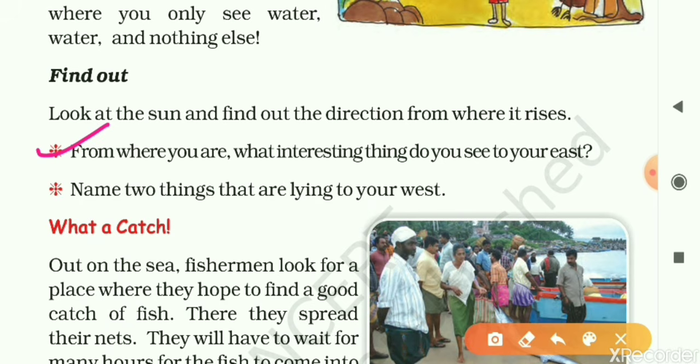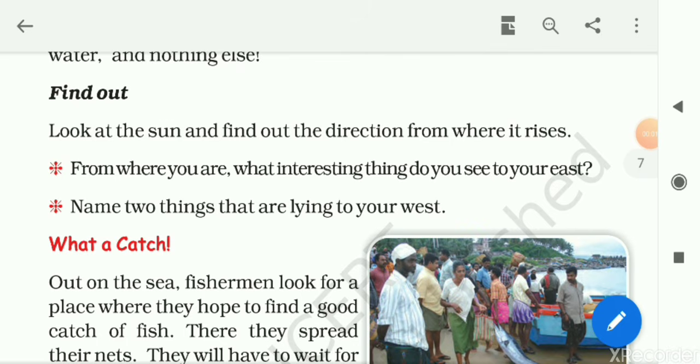From where you are, what interesting thing do you see to your east? Second, name 2 things that are lying on your west. So my dear friends, this is your activity. You will get up early in the morning and by facing the sun, you will observe what things you see on the east side, on the west direction, on the south and also in the north direction.